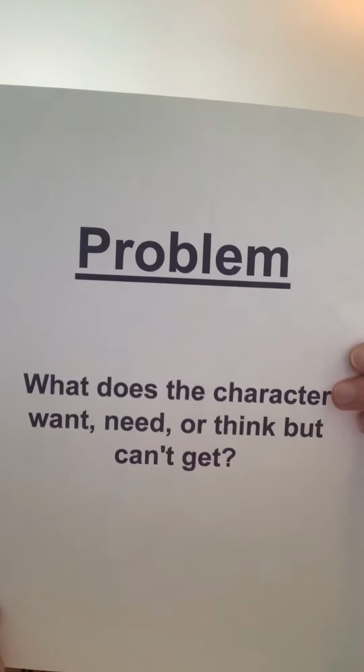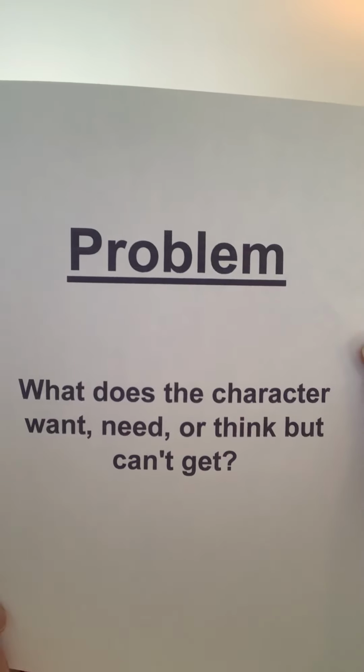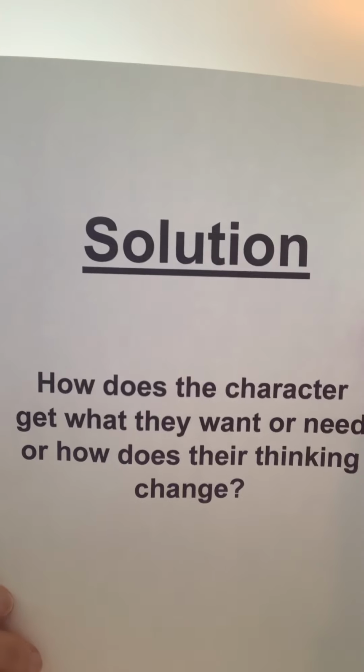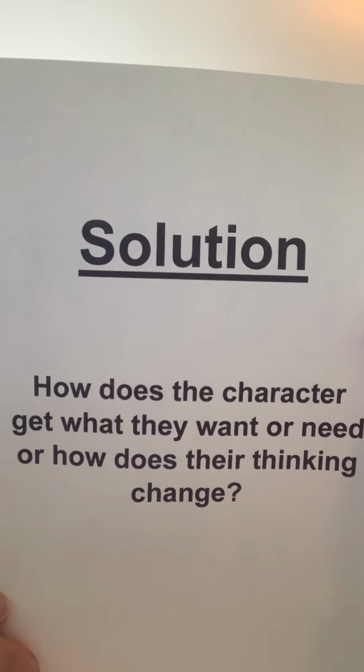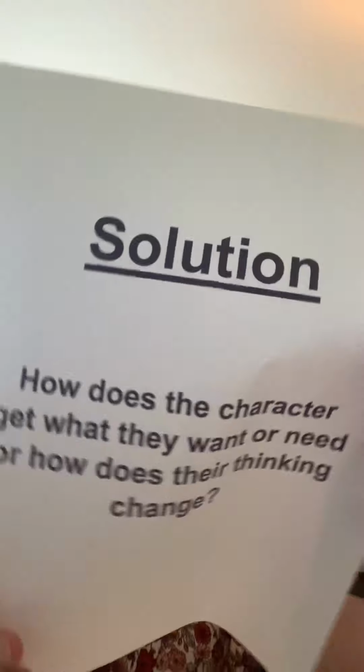And again, remember, setting is where the story takes place, where and when the story happens. Then the P for problem, or you could pause this and copy problem. What the character wants, needs, or thinks but can't get. And then solution, again, you could pause here to copy solution, or you could just put an SO for solution so you're not getting it confused with settings. Solution is how does the character get what they want or need, or how does their thinking change.